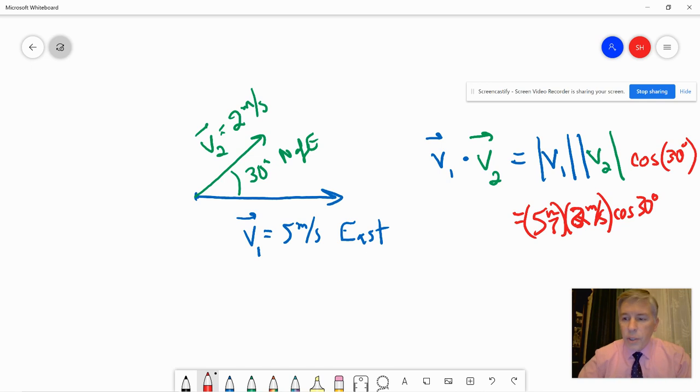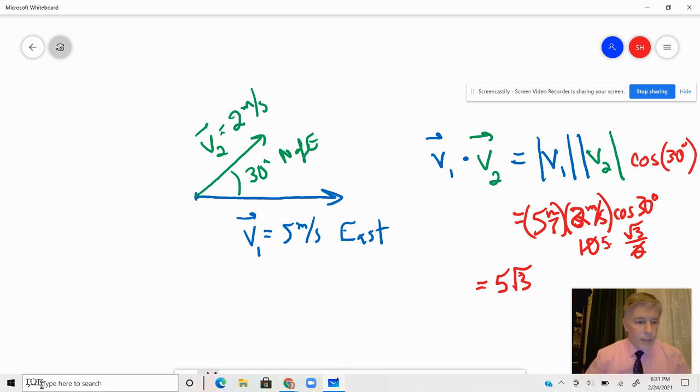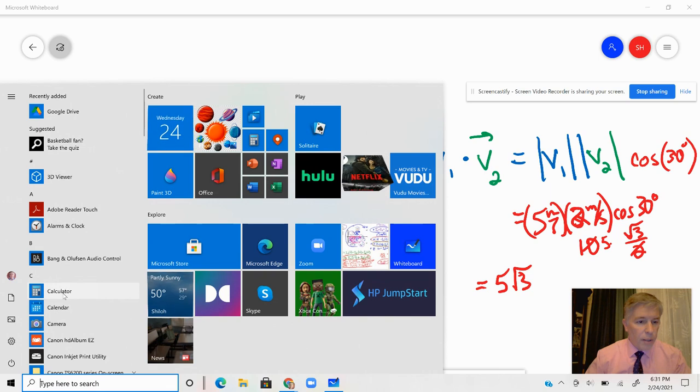The cosine of 30 degrees is the square root of 3 over 2. And then I multiply these, that's 10. So we got 10 times the square root of 3 over 2, so that's going to make that a 5. So this dot product would end up being 5 root 3. And then I could just calculate that out, whatever 5 root 3 is. I don't actually know that off the top of my head. Let's see if I can pull up a calculator real quick. There it is.